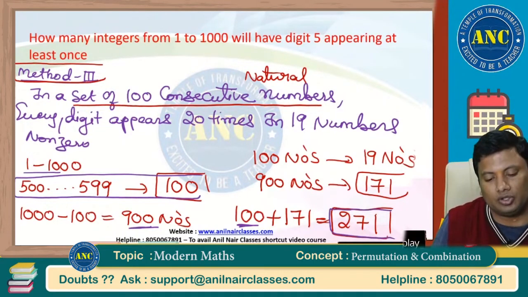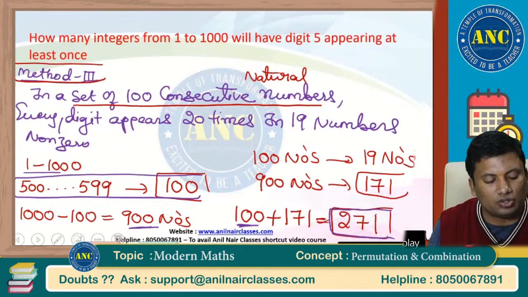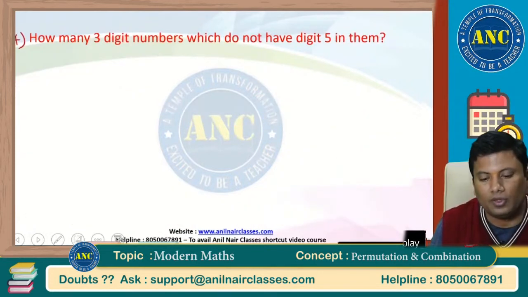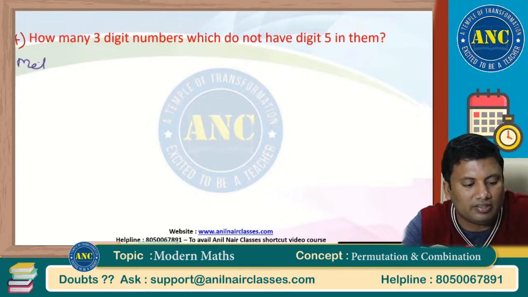Method 1, method 2, method 3. You can choose any method that comes to your mind. Next one. How many 3-digit numbers do not have digit 5 in them?